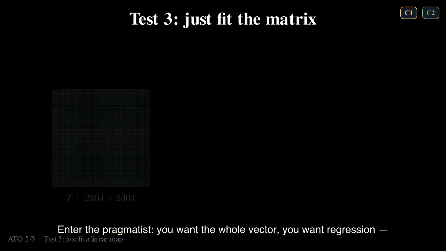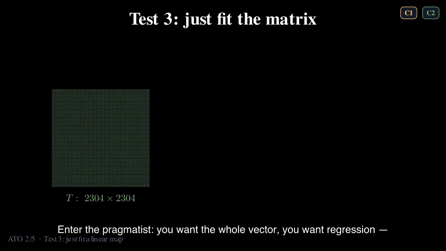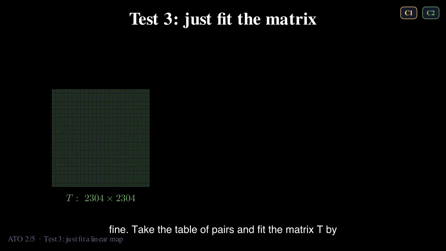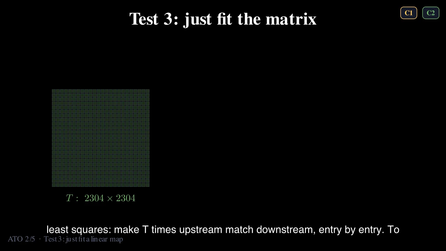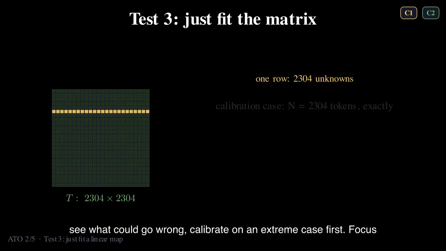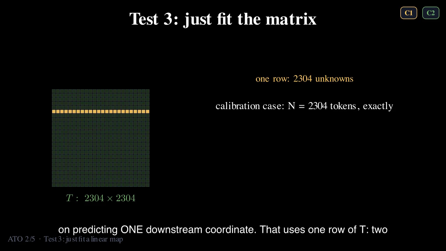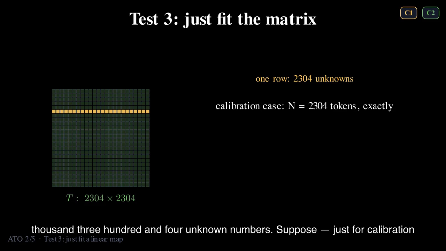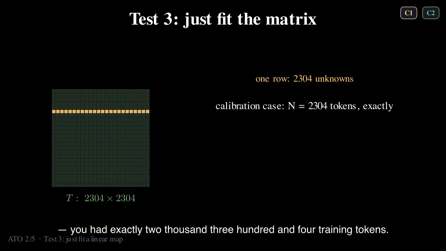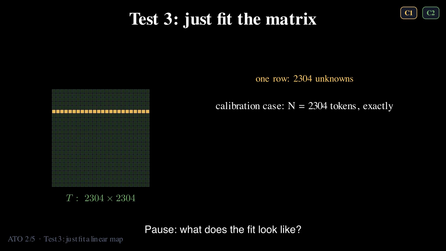Enter the pragmatist. You want the whole vector, you want regression. Fine. Take the table of pairs and fit the matrix T by least squares. Make T times upstream match downstream, entry by entry. To see what could go wrong, calibrate on an extreme case first. Focus on predicting one downstream coordinate. That uses one row of T, 2,304 unknown numbers. Suppose, just for calibration, you had exactly 2,304 training tokens. Pause. What does the fit look like?